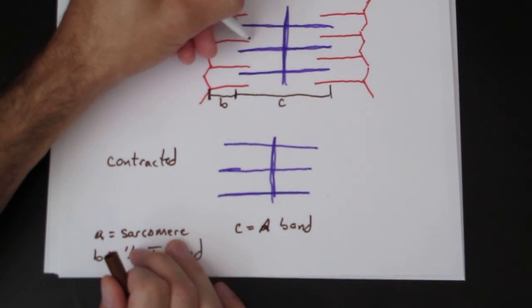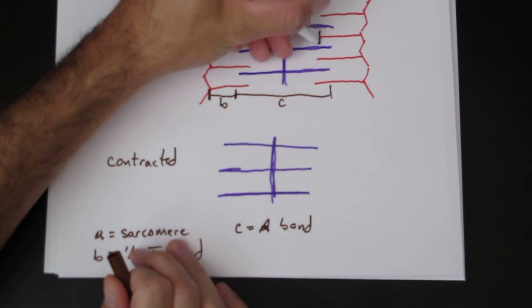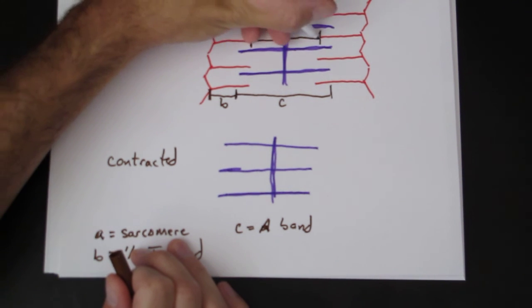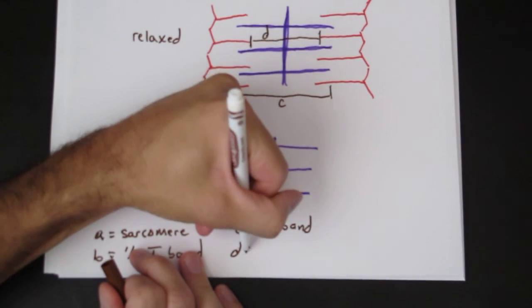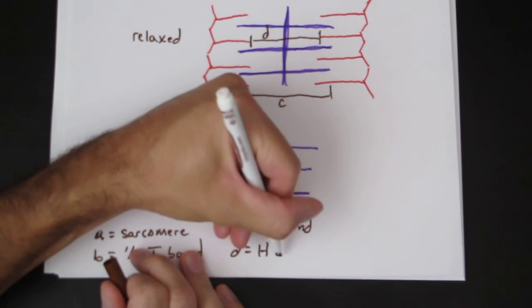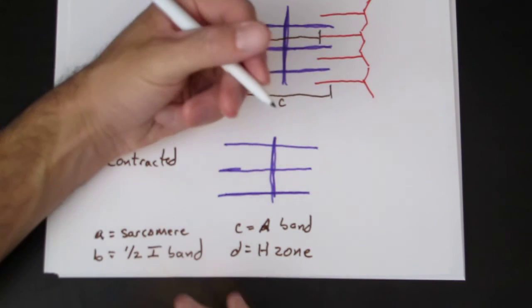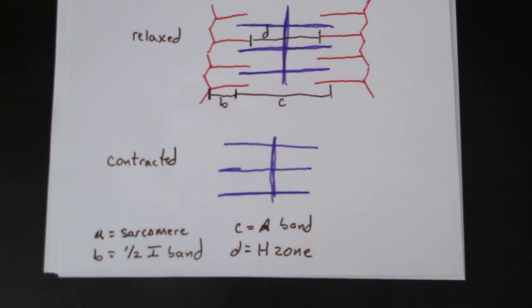And then we have this one section here that I drew for you on the last slide as well. Remember, that's our H zone. We're going to call that D. Let's say this is our H zone. So those are what we have in this relaxed sarcomere, and that's identical to what I had on the last slide as well. What I want to do now is go ahead and draw a contracted sarcomere.